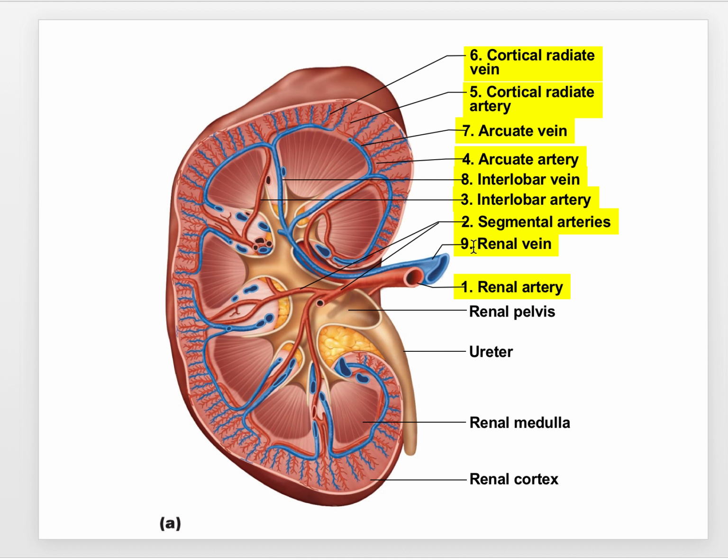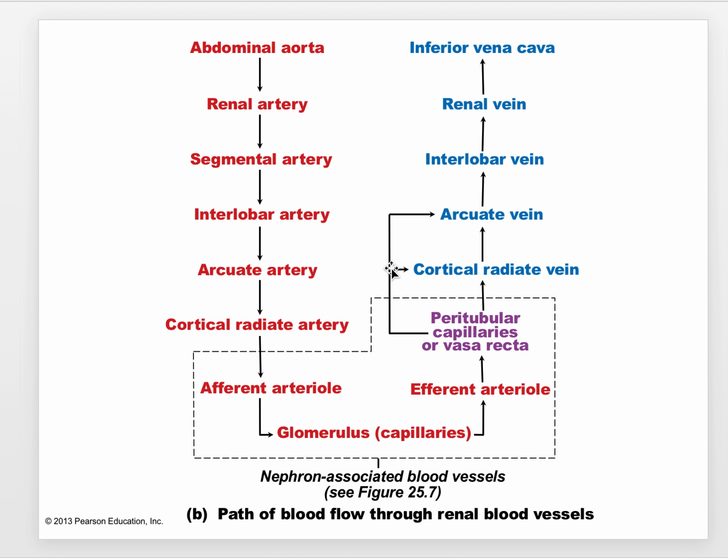Here's a close-up view of the diagram showing the arterial supply. You can follow the line to see for yourself, and look at this to be able to identify this on a chart or diagram. And here's the other part of that picture that shows a close-up view of the pathway of blood flow through the renal system.